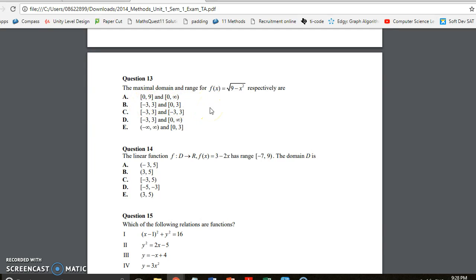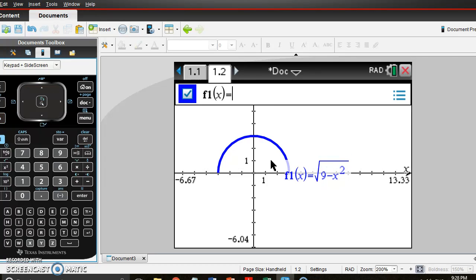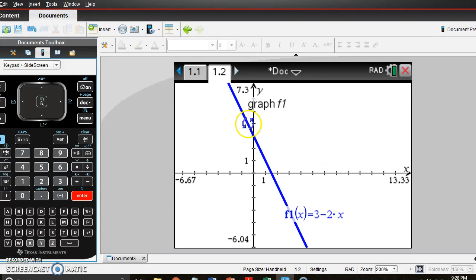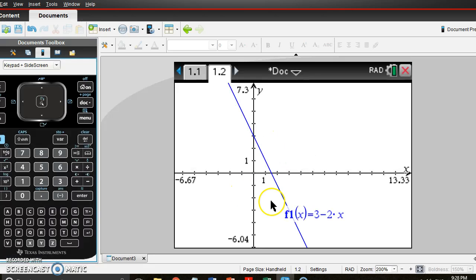Okay, now for this one, linear function, this has a range of that, so we want to see the domain. Okay, so with this, how can we solve this thing? So the minimum of this function will be negative 7, the maximum will be 9. So what we'll do, let's graph this. Tab, let's go up, and like we said, it is 3 minus 2x. You can see what it's doing. So on the far left, negative 7 is our lowest point, so that happens here. Negative 7 happens somewhere here.